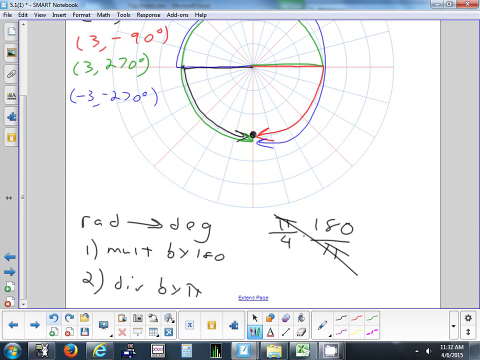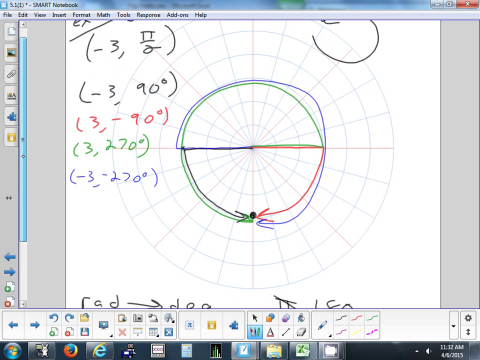Okay. Any question on that, 4 ways to get to the same point? Later on, we're going to do a question where I give you a point, and I'm going to ask you to write it 4 different ways. I might say do it with a positive radius and a negative angle, or a negative radius and a negative angle, but you can do it. Easiest way is to draw it. Rather than try to think it through in your head, visualize it on paper.